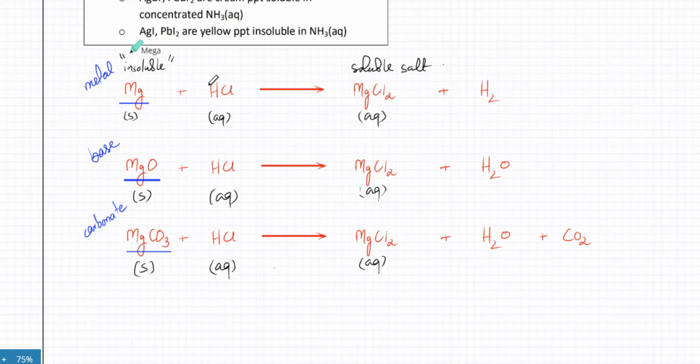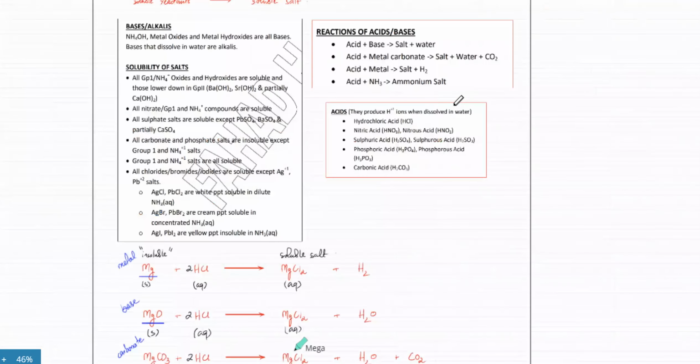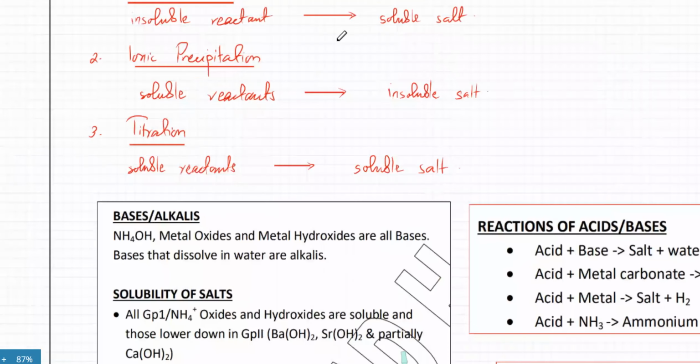I could either react a metal with an acid, or a base, which is a metal oxide or metal hydroxide, with an acid, and it would give you salt and water. Or I could have a carbonate reacting with an acid, and it would produce the salt, water, and carbon dioxide. These are not balanced equations, so it's probably going to be 2 over here, 2 over here as well. Now it's balanced.